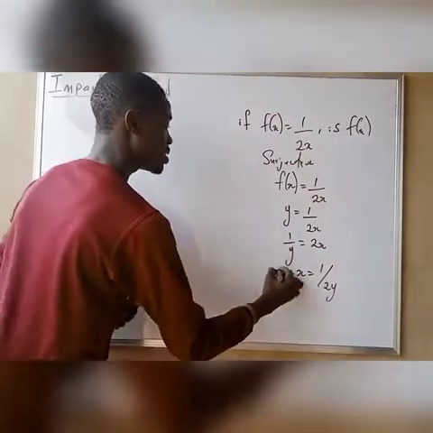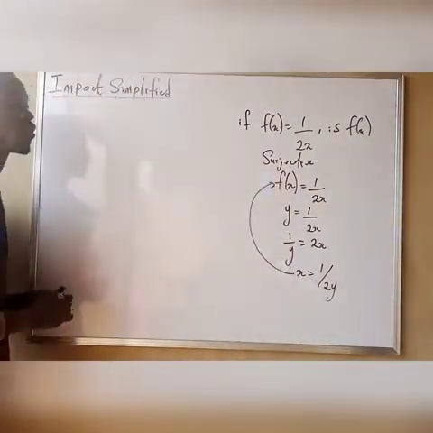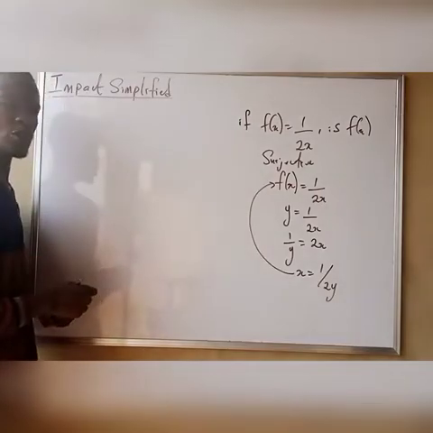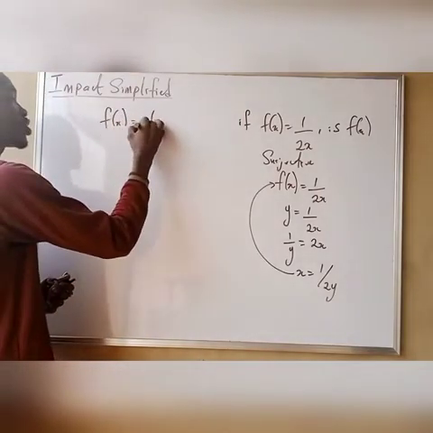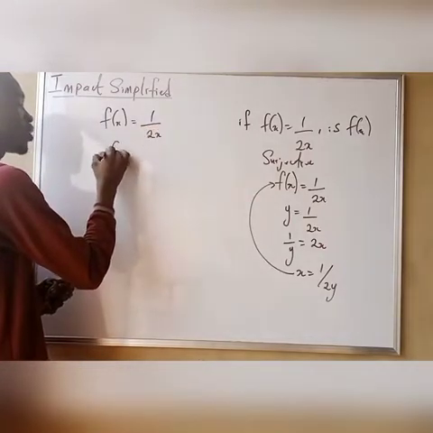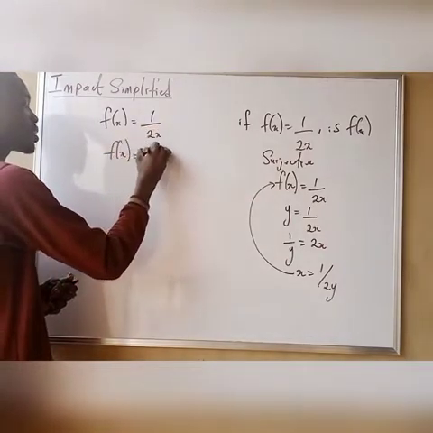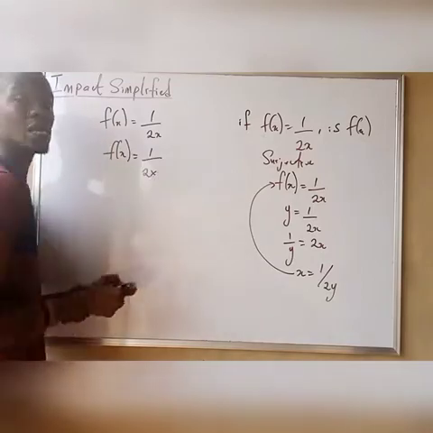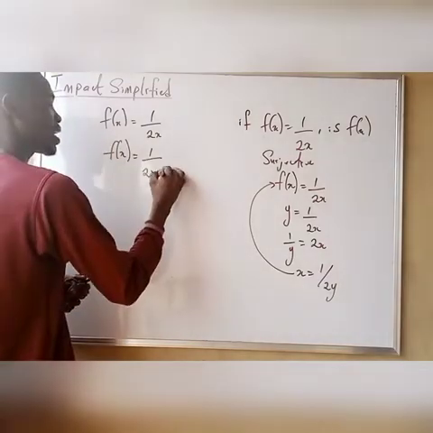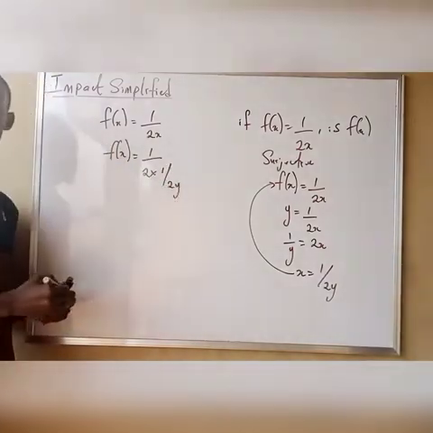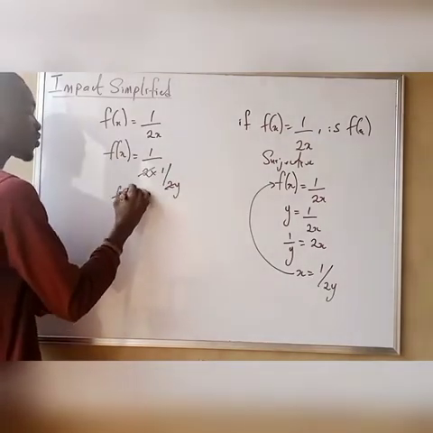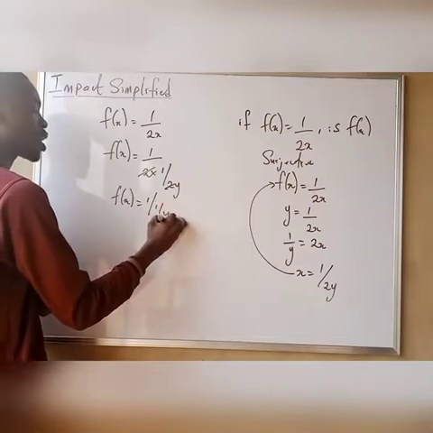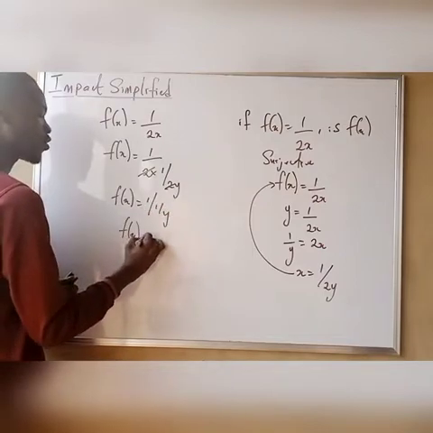Now, since we have x = 1/(2y), you are going to insert this x inside the function. Do we get that? So if you insert it inside the function, we have f(x) = 1/(2x), and that x will give us 1/(2y). From here, 2 will cancel 2. What do we have? f(x) = 1/(1/y), and that means f(x) = y.